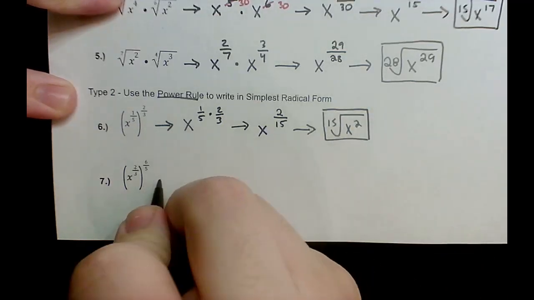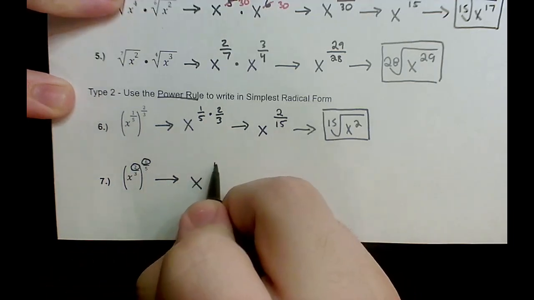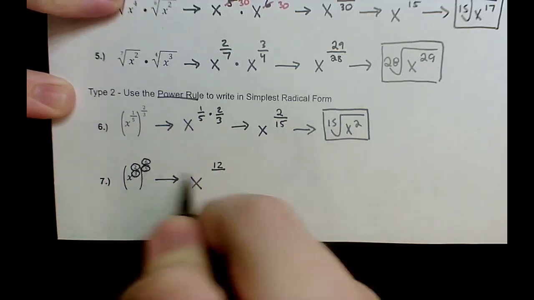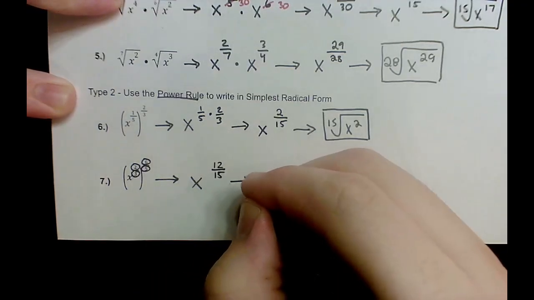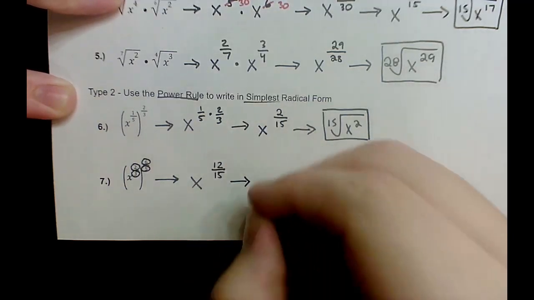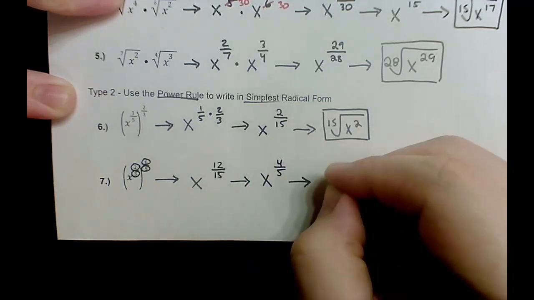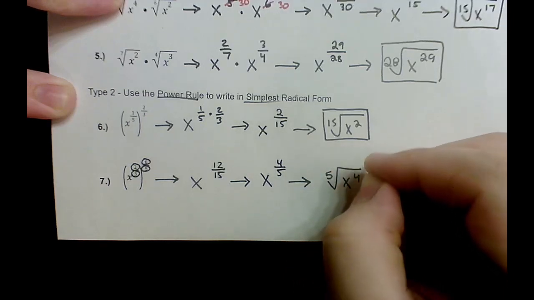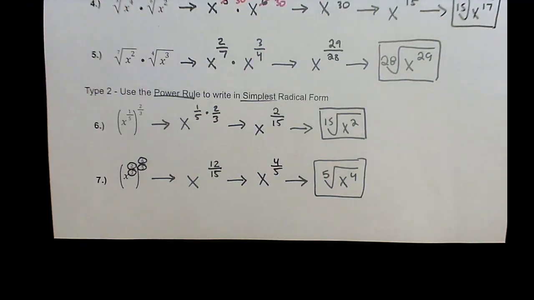For the next one, 2 times 6 is 12. 3 times 5 is 15. Now, hey, that fraction can be reduced. So it's imperative that we do that so that we have our simplest radical form. 12 over 15 will reduce down to x to the 4/5 power. So that will become the 5th root of x to the 4th power. So do definitely make sure that you simplify those fractions before you go ahead and rewrite it as a radical. Okay?